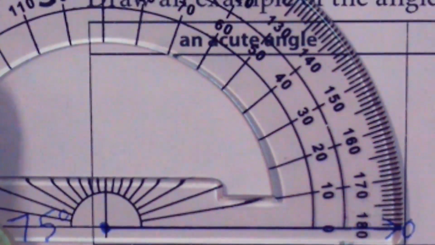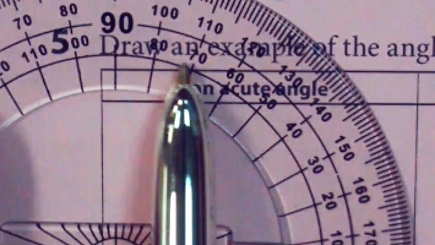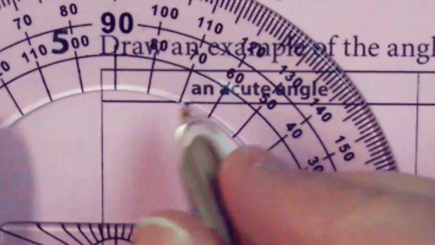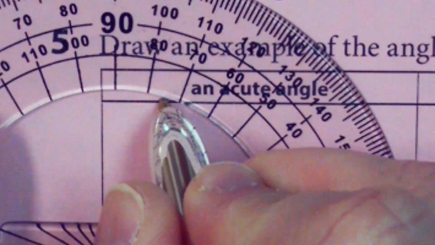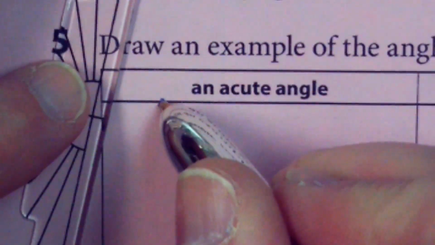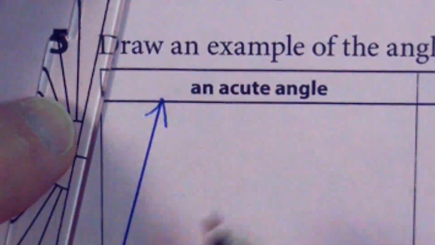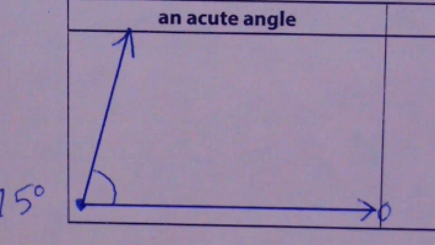Okay. Now I count from 0 up. I try to find 75, 70, and 80 is right there. So 75 is going to be somewhere in the middle. So I'm going to just take a really good guess at it. That looks like it's in the middle. Then I can connect my lines. And that is a 75 degree acute angle.